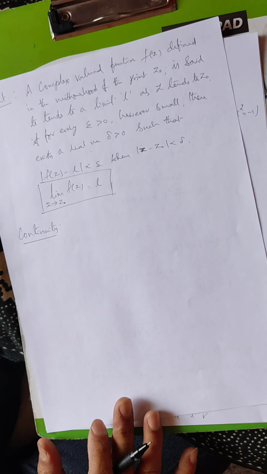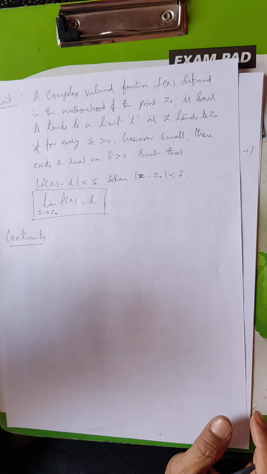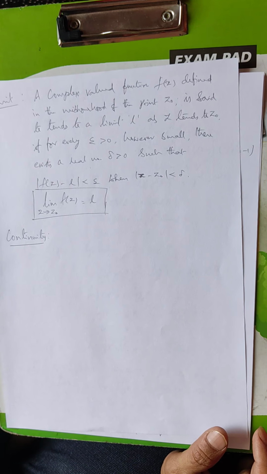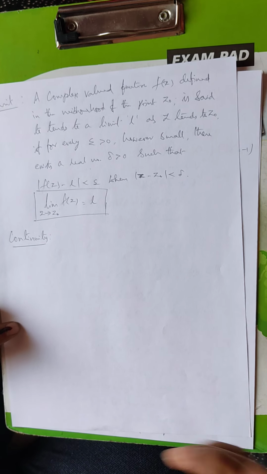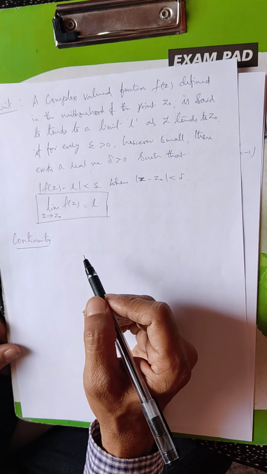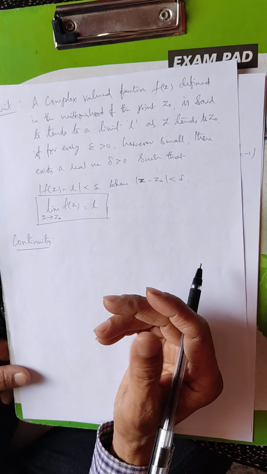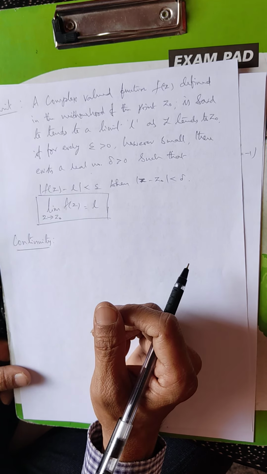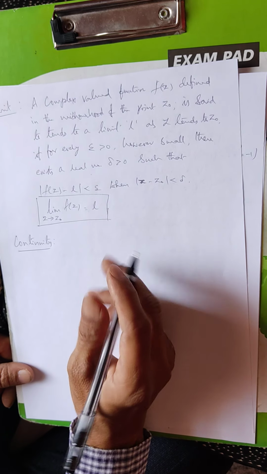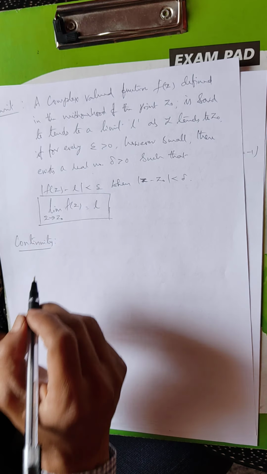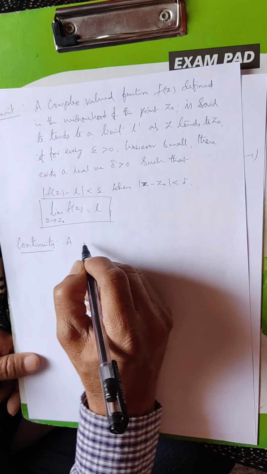Again, we have already studied continuity. When we say a real valued function is continuous at a particular point, a real valued function f of x is said to be continuous at a point x equal to a if the limit of f of x as x tends to a exists and that limit is equal to f of a. In a similar manner, we are going to define the continuity of a complex valued function.